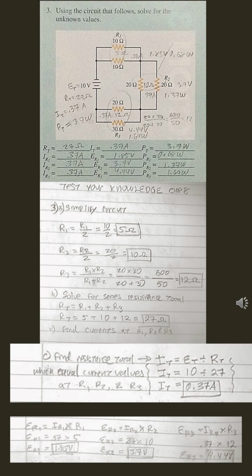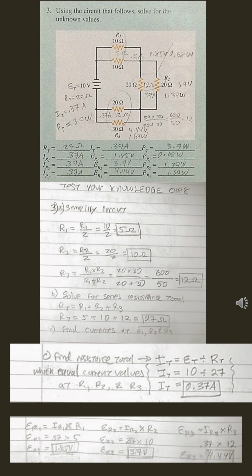Next, we solve for the series resistance total. Since we have simplified it, it is a purely series circuit, so we add those resistances. In this case, 5 plus 10 plus 12 equals 27 ohms.